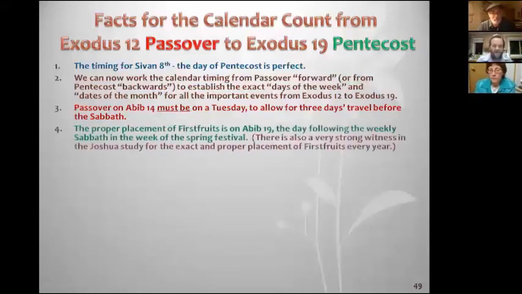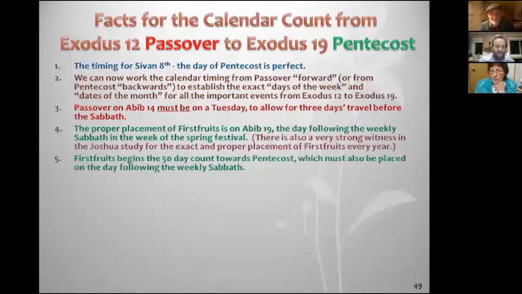Number 4, fact. The proper placement of first fruits is on Abib 19, the day following the weekly Sabbath in the week of the spring festival. There is also a very strong witness in the Joshua study for the exact and proper placement of first fruits every year. Number 5, first fruits begins the 50-day count towards Pentecost, which must also be placed on the day following the weekly Sabbath, and that's H7676.